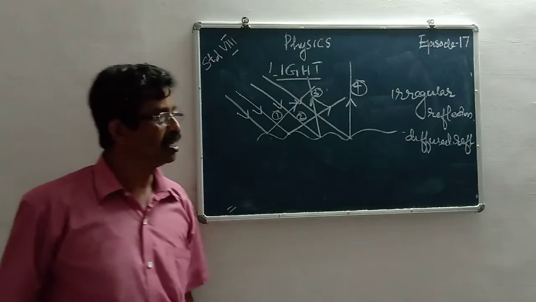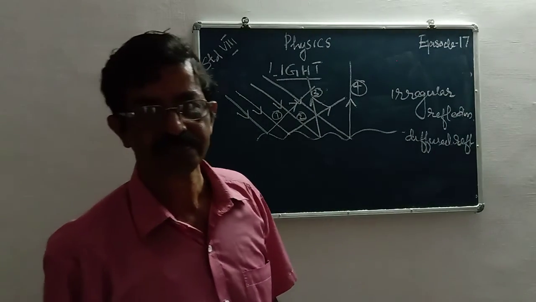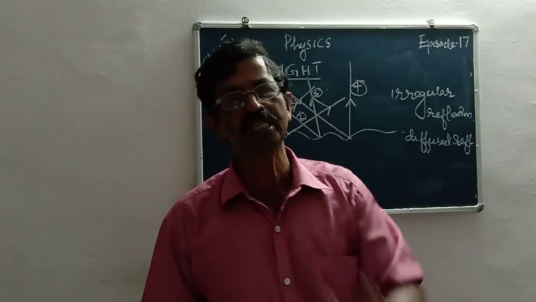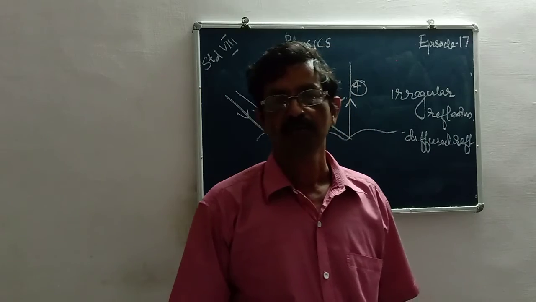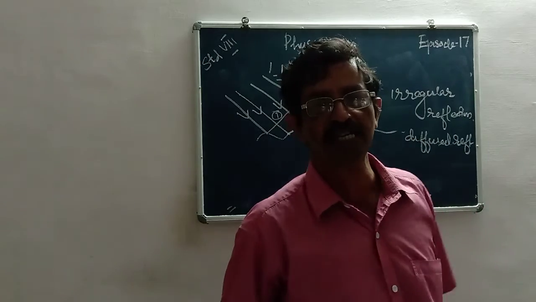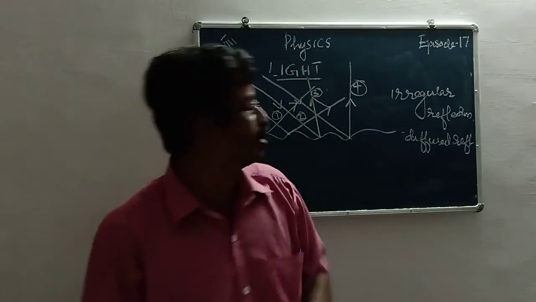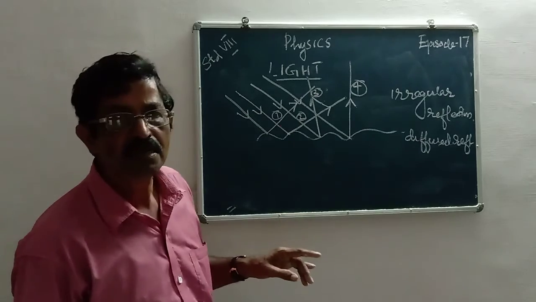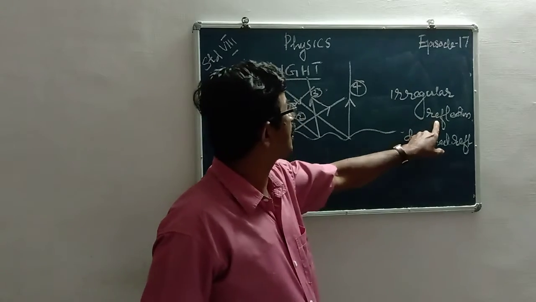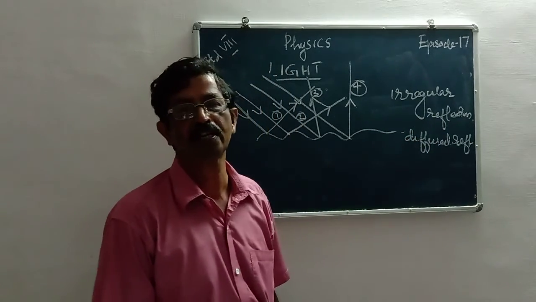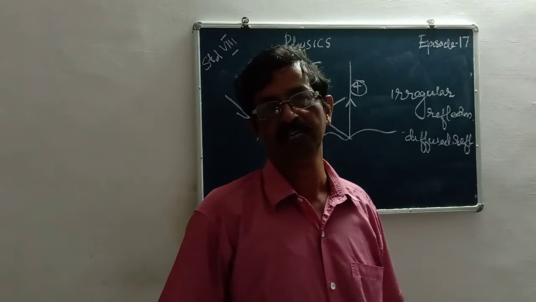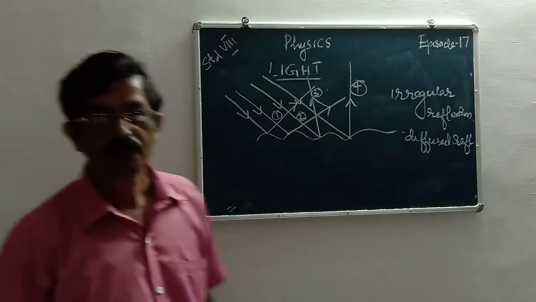What actually is irregular or diffused reflection? When a parallel beam of light rays falls on a plane surface, if the reflected rays are not parallel, such a type of reflection is called irregular reflection or diffused reflection.